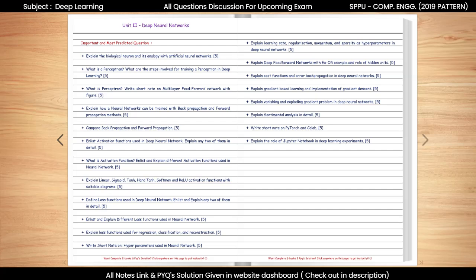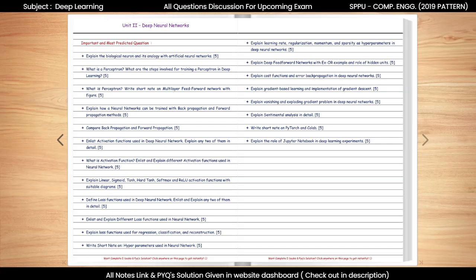Now, let us move on to our next important topic, vanishing and exploding gradient problem. From this topic, we can expect questions such as, explain vanishing and exploding gradient problem in deep neural networks. Vanishing gradient occurs when gradients become very small and stop learning. Exploding gradient occurs when gradients become very large and cause unstable updates. Proper initialization, activation functions, and normalization techniques help solve these problems.